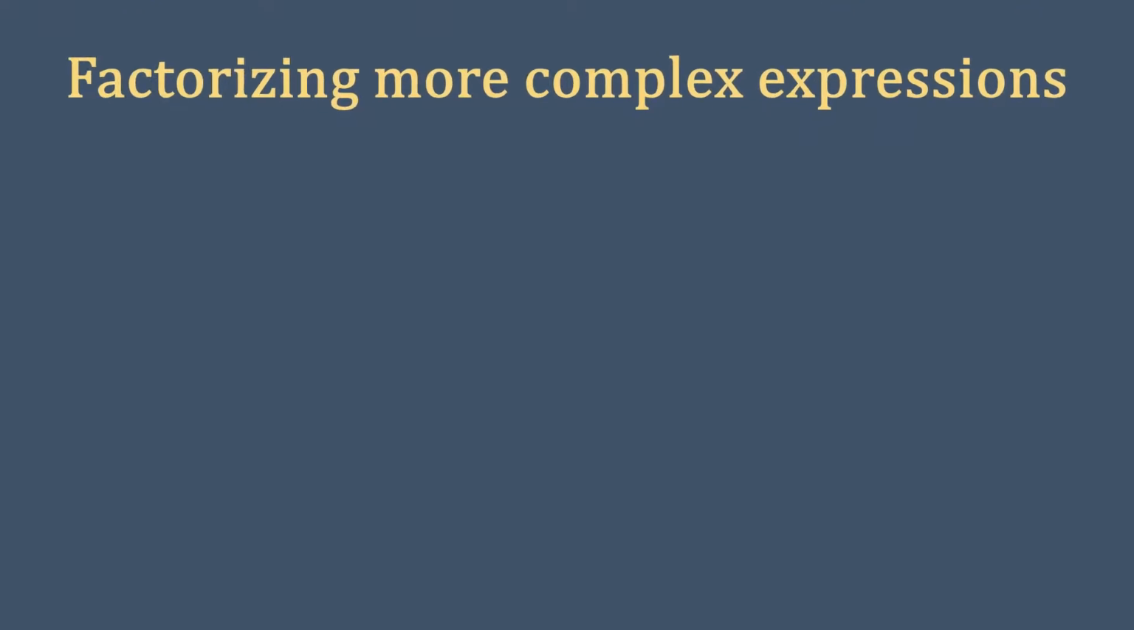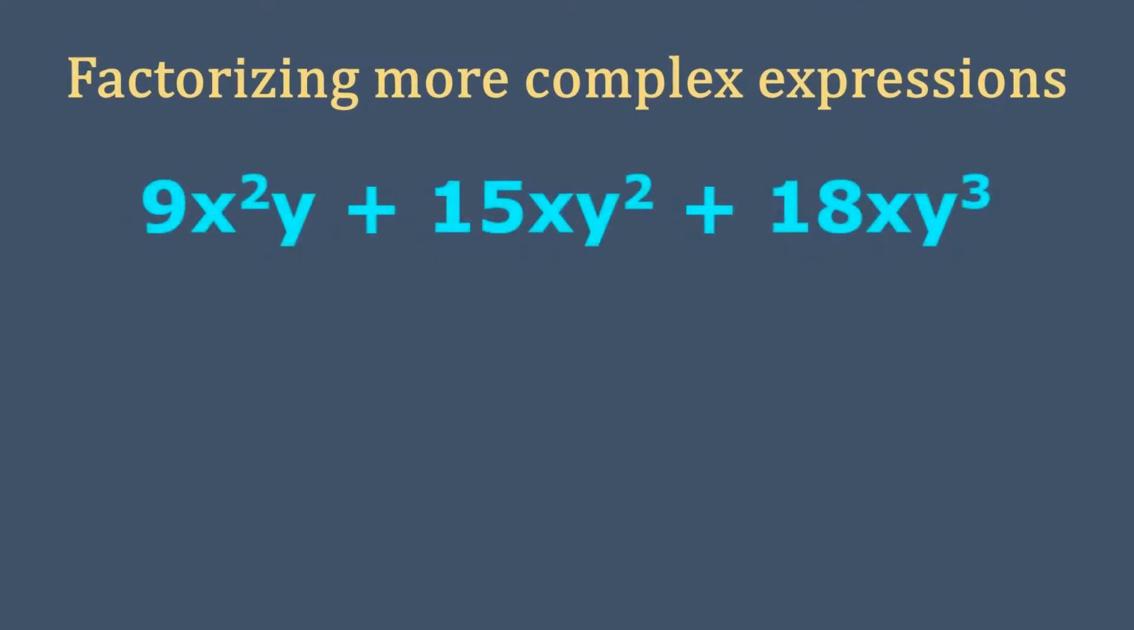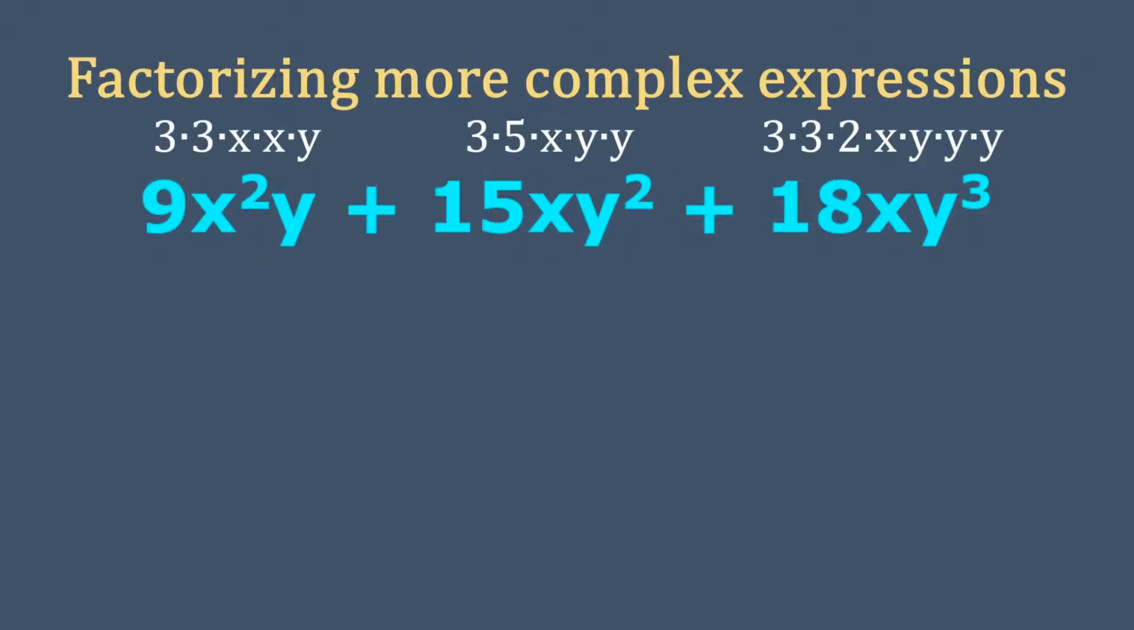Factorizing more complex expressions. Factorizing can make it simpler to understand and write complex expressions with many terms. To factorize an expression, write out the factors of each part. Look for the numbers and letters that are common to all the factors. Here, all the parts of the expressions contain the letters x and y, and can be factorized by the number 3. These factors are combined to produce one common factor, and that is 3 times x times y.